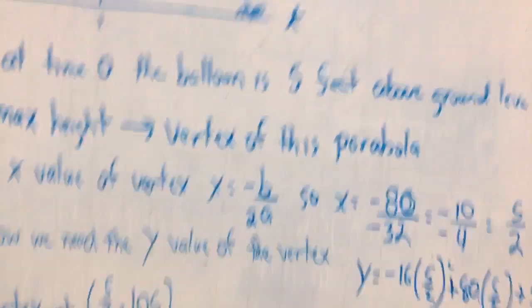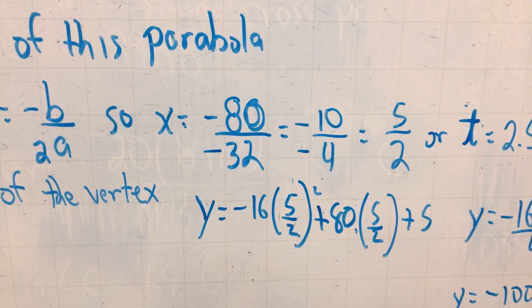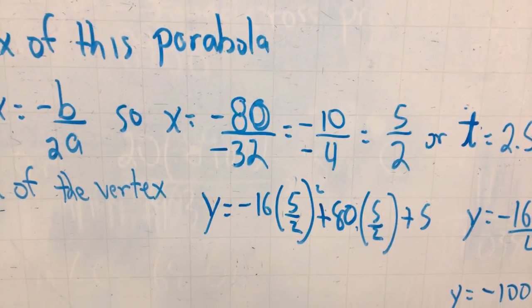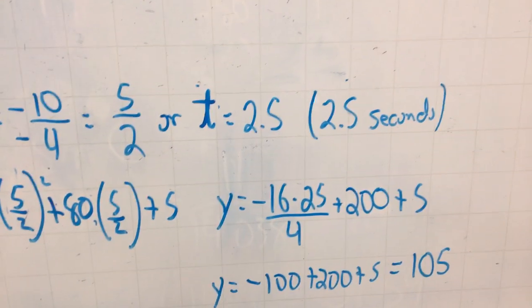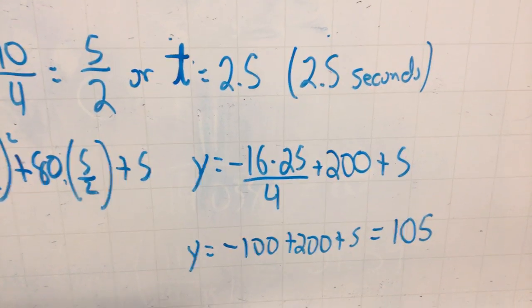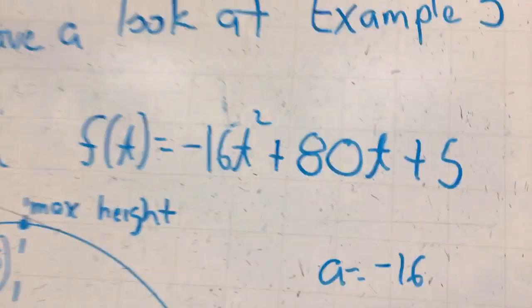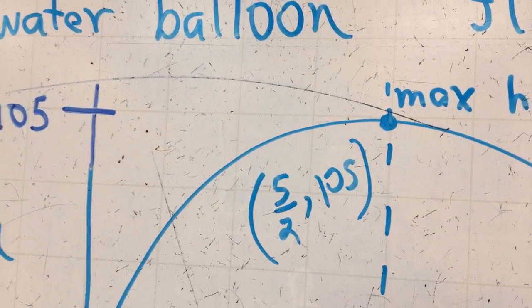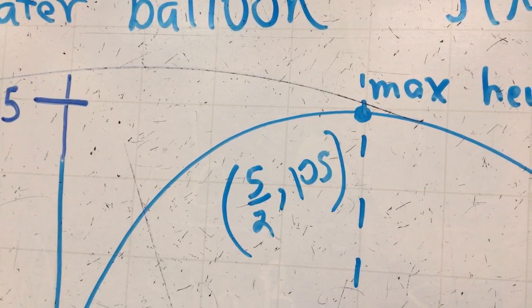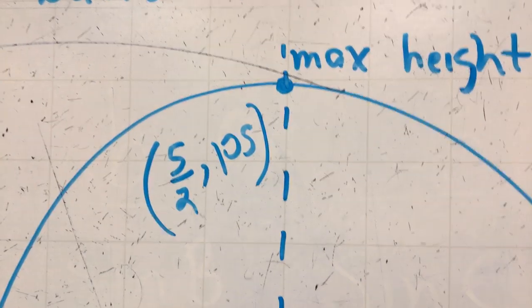To find the y value, remember, I can take the f of x out and I can throw a y in there. y is now equal to negative 16 times 5/2 squared plus 80 times 5/2 plus 5. Anyway, there it is worked out for you, and you get the height at 105 feet. So, in this equation, this says that this water balloon will reach a maximum height of 105 feet after 2.5 seconds. Now, the question is, which balloon went higher, balloon 1 or balloon 2?